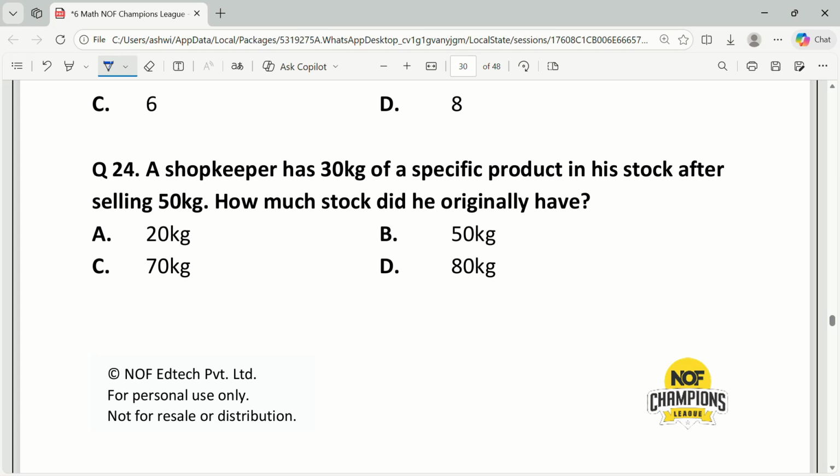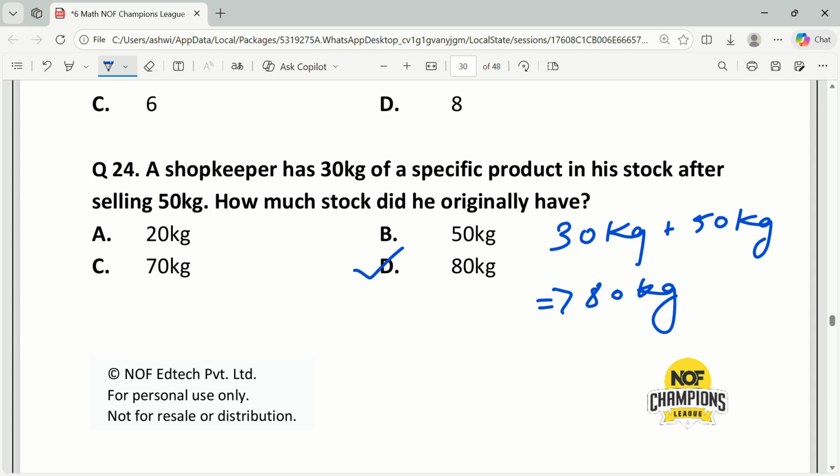That is 30 kgs plus 50 kgs. That is 80 kgs. So the answer is D, 80 kgs.